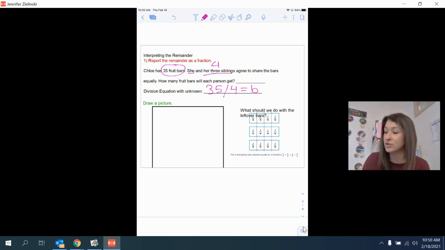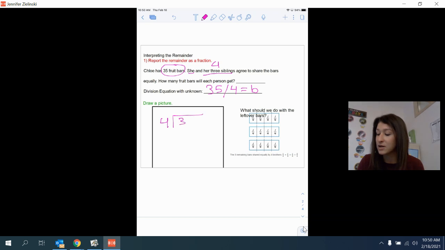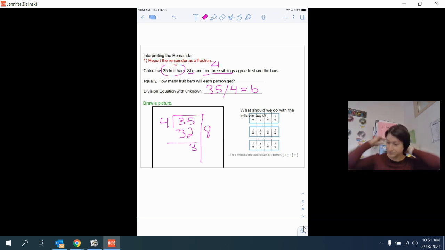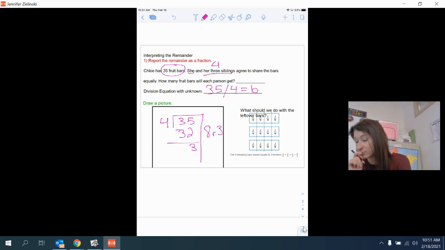So let's just take a look at how we would solve this using our method here. All right, we want to think about how many times does 4 go into 35 without going over? I would do 4 times 8, and that would get me 32. And when I subtract, I would have 3. I know that my remainder is less than my divisor, so I am done. So my answer would be 8 remainder 3.